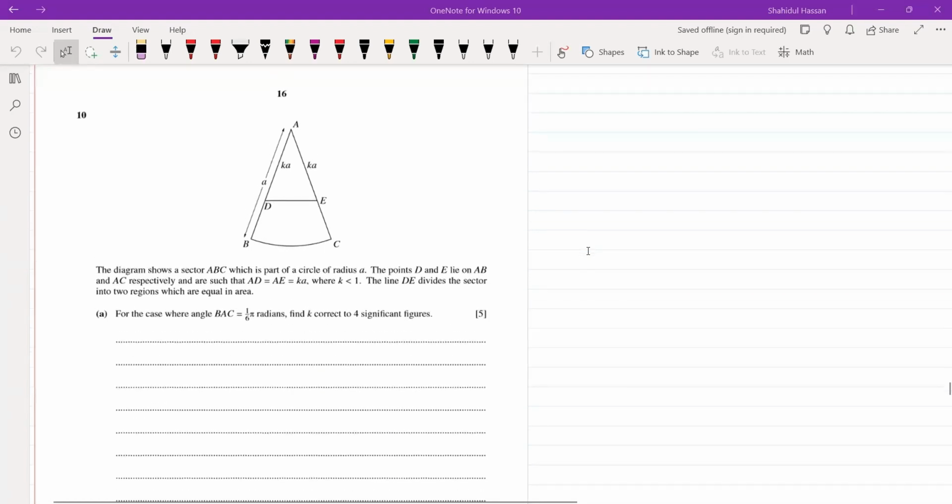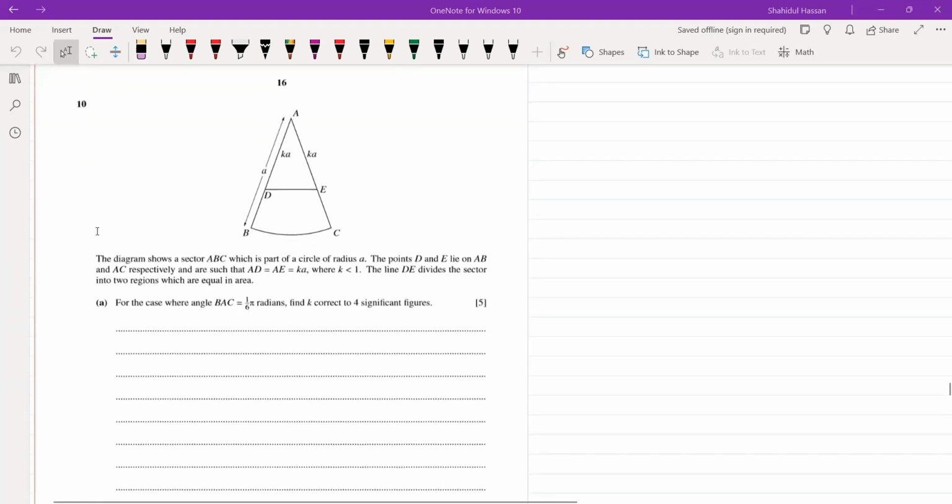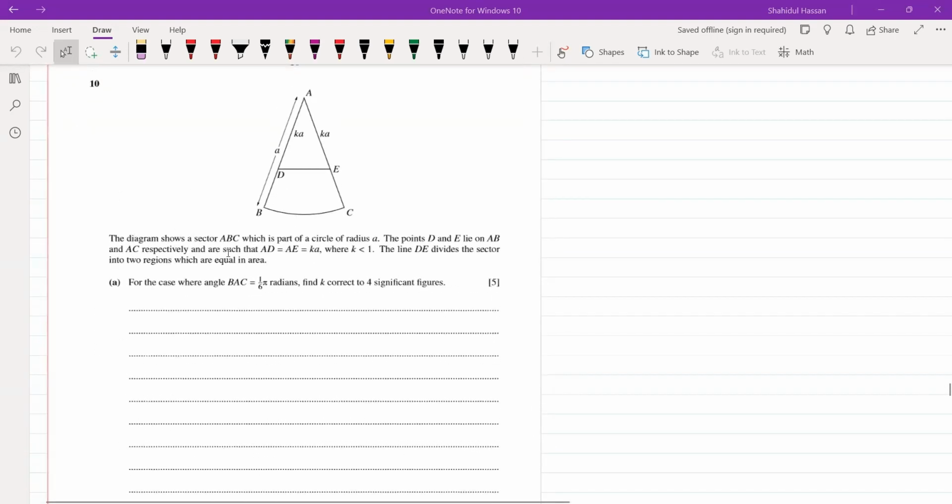Question number 10. Question says the diagram shows a sector ABC which is part of a circle of radius A. The points D and E lie on AB and AC respectively, and are such that AD equals AE equals KA, where K is less than 1. The line DE divides the sector into two regions which are equal in area. So this is one important piece of information.